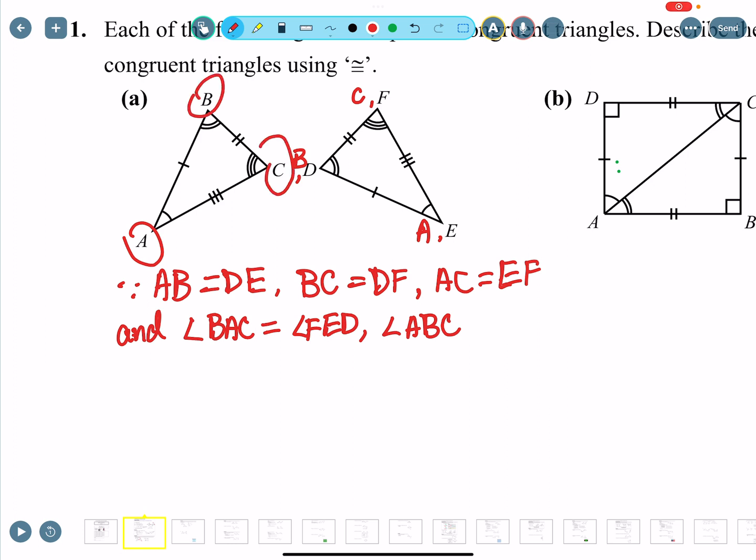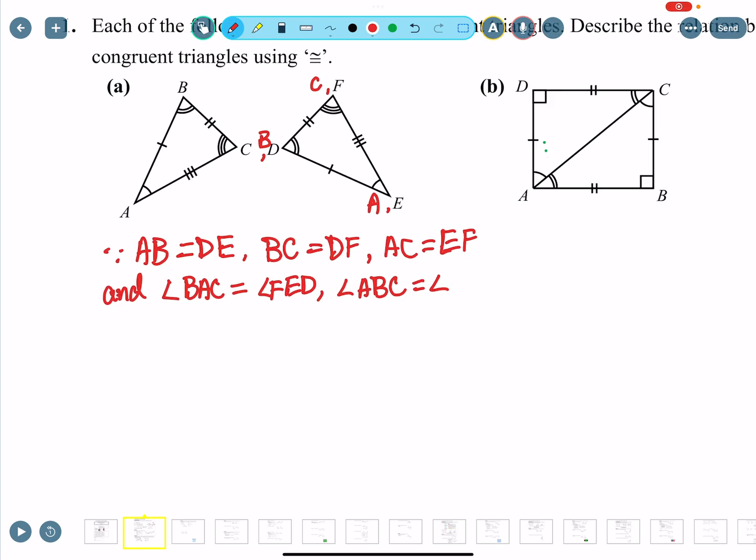So when I say ABC, I'm talking about angle B here. Try not to use a single letter for an angle, because when there are complicated shapes, it can get confusing. And then angle BCA equals angle DFE.